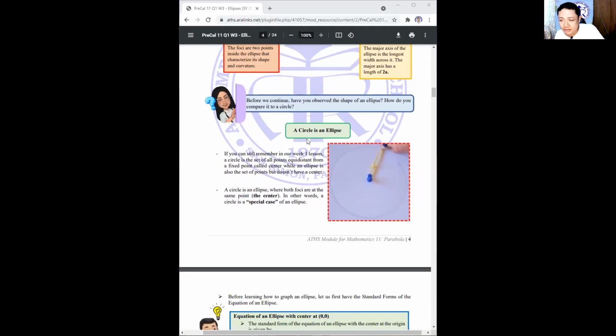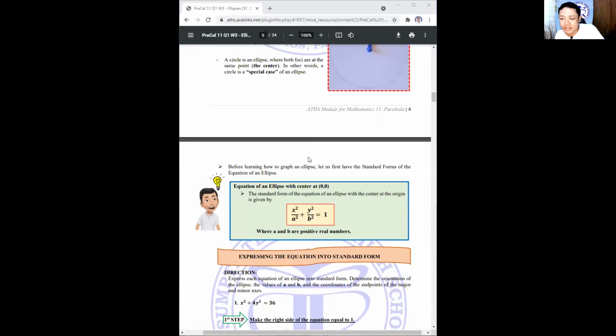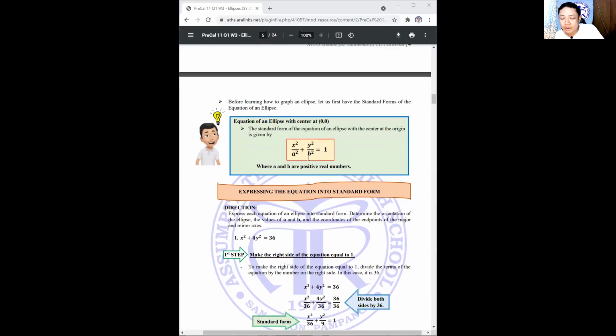So this is the center of the circle. By the way, the circle is also an ellipse, just that it has no foci. And the foci are both lying on the center of the circle. So the center, a circle is an ellipse. Take note of that. Okay? Kaya nga, meron tayong almost the same pattern of equation for ellipse. Okay? Let me just show this.